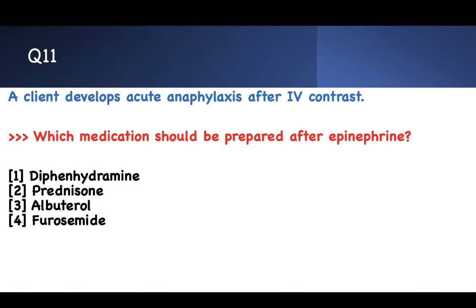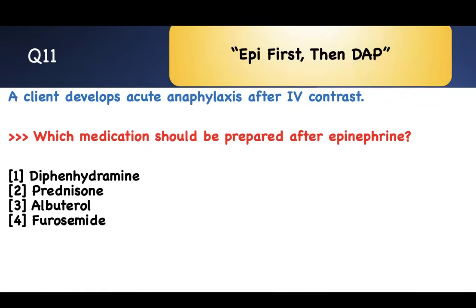Test taking strategy, once again, is airway problem. Open the airway. And if it's allergy, treat the allergy first. If I give you epi, you take care of the allergy. Which of these medications would still treat the allergy? The mnemonic is epi first and then the DAP. DAP means what? Diphenhydramine, albuterol, before the steroid. Don't forget this rhythm. Don't forget this order.